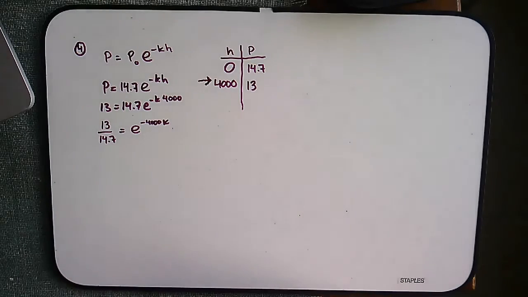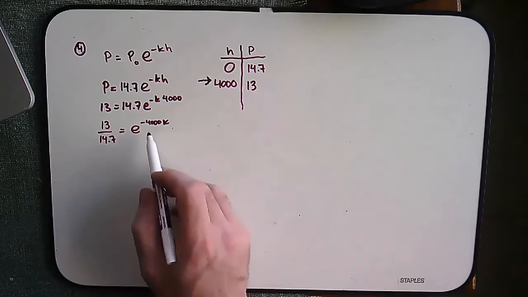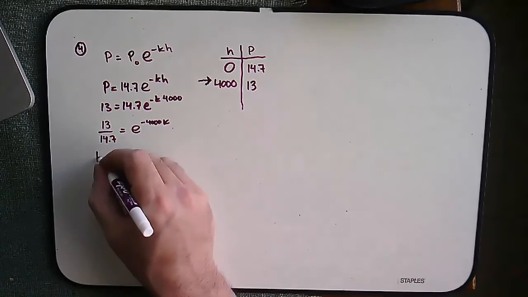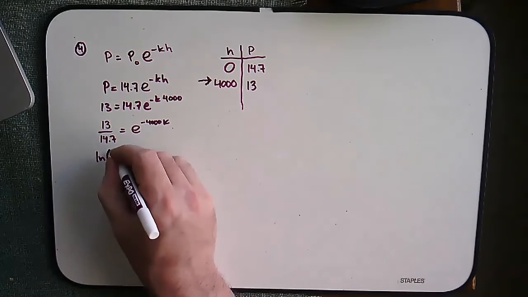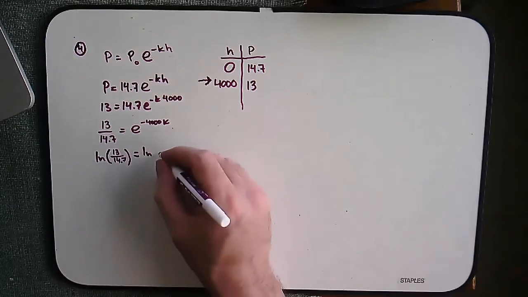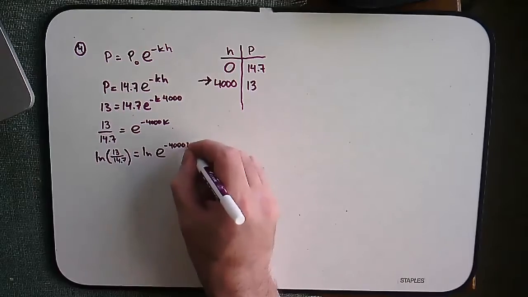Except you might remember one of our properties of logarithms. If we have the natural log of an exponential expression base e, those 2 functions are inverse functions. They'll cancel each other out. So in order to extract that negative 4,000 k, what I'll do is take the natural log of both sides. So natural log of 13 over 14.7 equals natural log of e to the negative 4,000k.